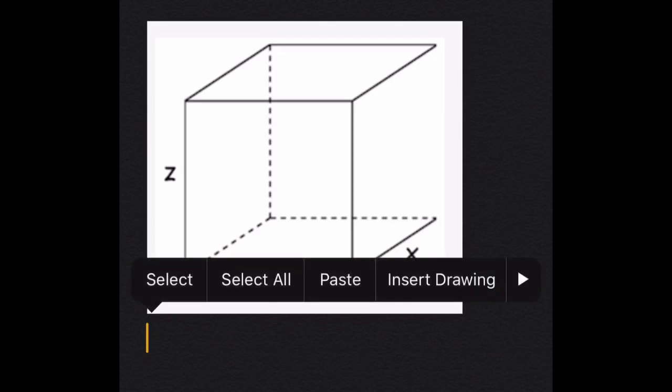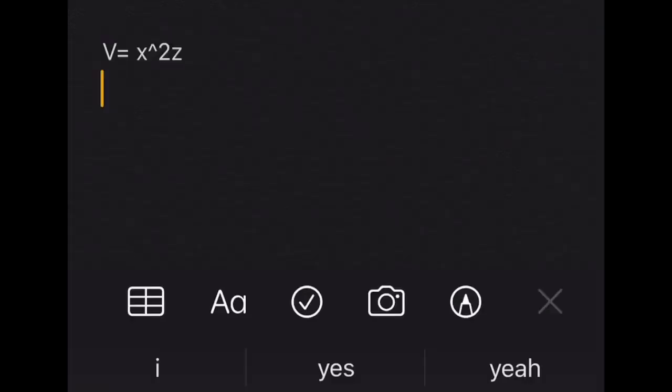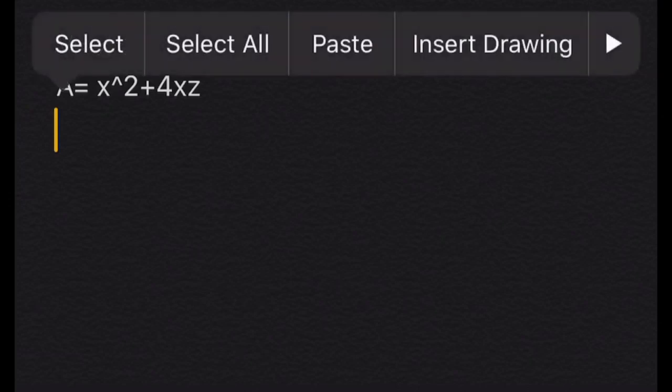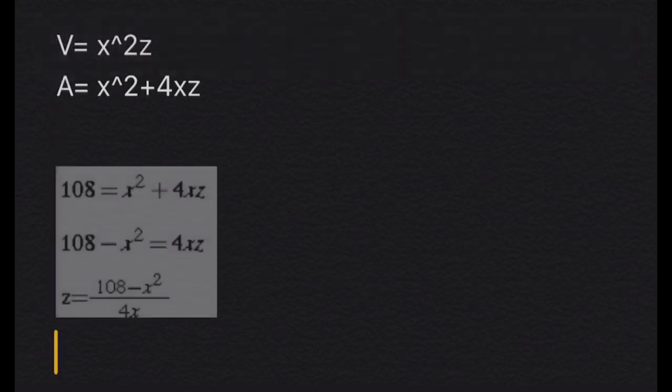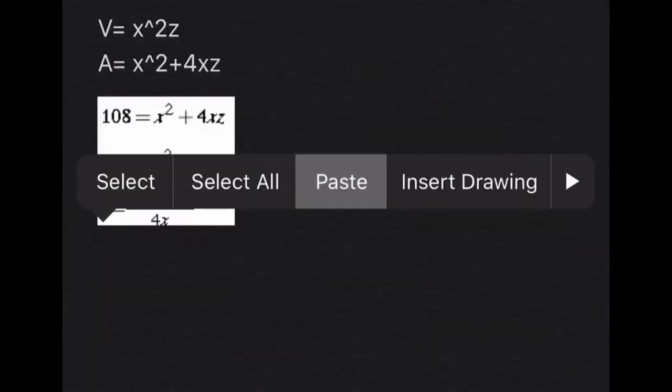Next, we write a formula for the quantity we are trying to optimize. The formula must be written in terms of a single variable, so we can use a surface area equation. We can plug in 108 for the surface area because this is given in the problem, and then we can use this formula to solve for z. Now we can substitute z back into the volume equation.